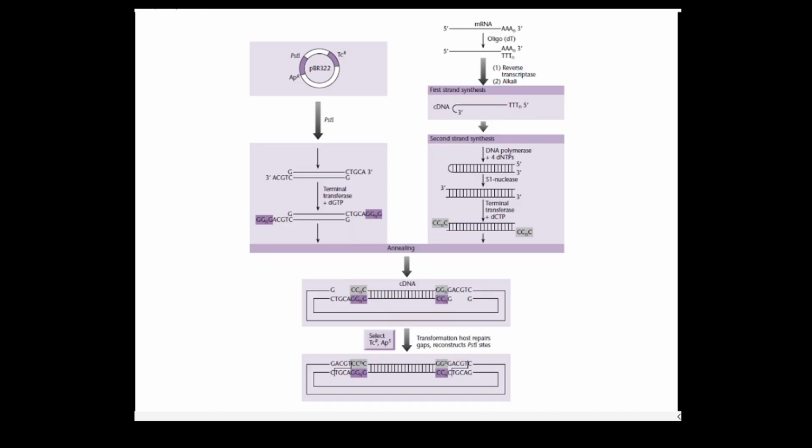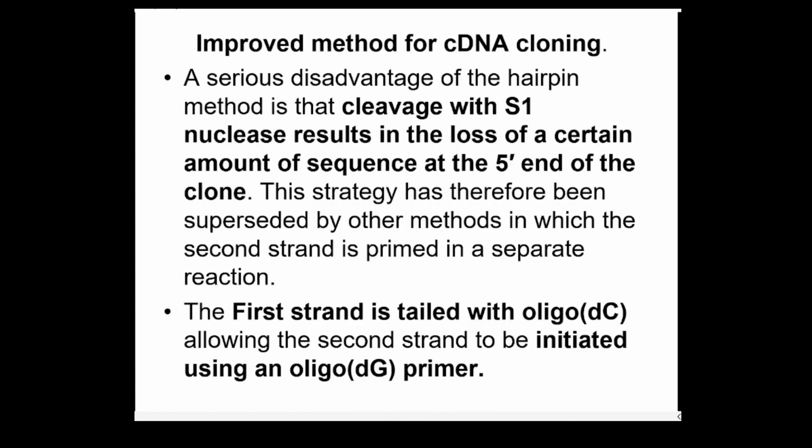It is the representation of nuclease cloning vector. Improved method for cDNA cloning. A serious disadvantage of the hairpin method is that cleavage with S1 nuclease results in the loss of a certain amount of sequence at the 5' end of the clone. This strategy has therefore been superseded by other methods in which the second strand is primed in a separate reaction. The first strand is tailed with oligo dC, allowing the second strand to be initiated using an oligo dG primer.